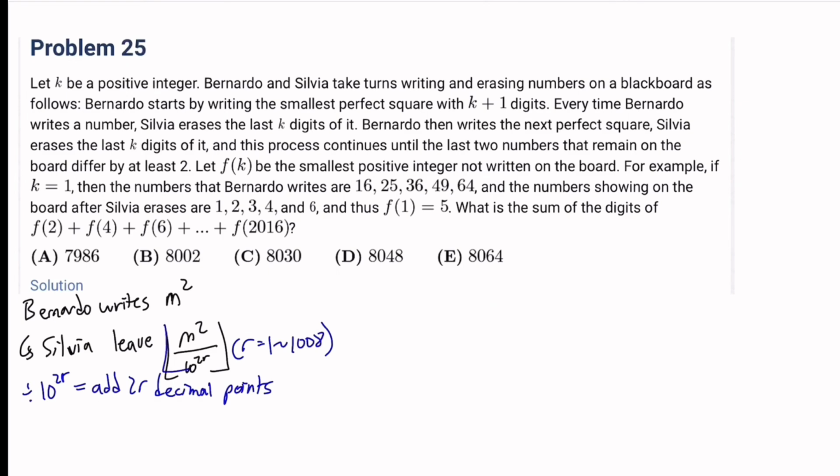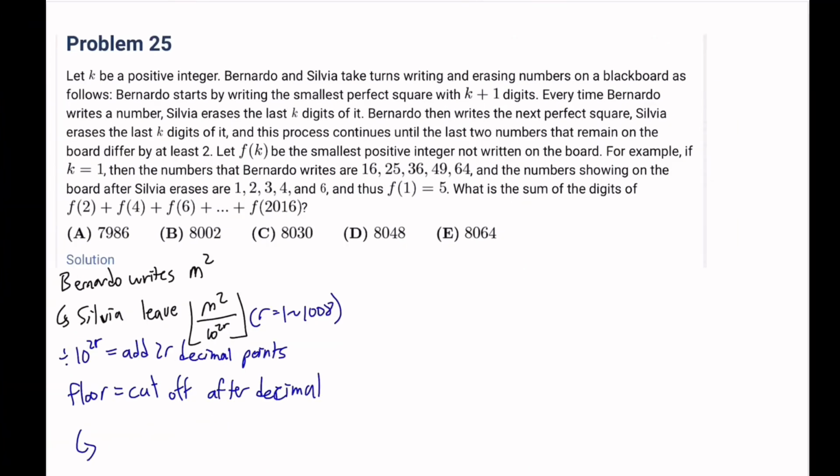And then getting the floor of that is basically cutting off the decimal points, the part after the decimal. So together, this is just the same thing as erasing the last 2r digits. This is what Sylvia leaves Bernardo.